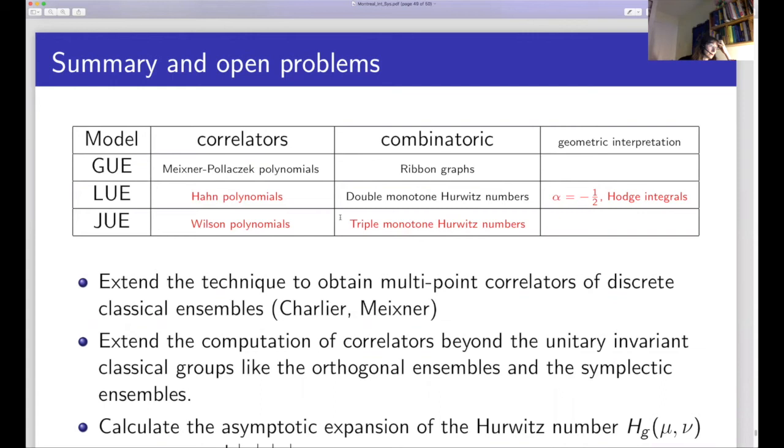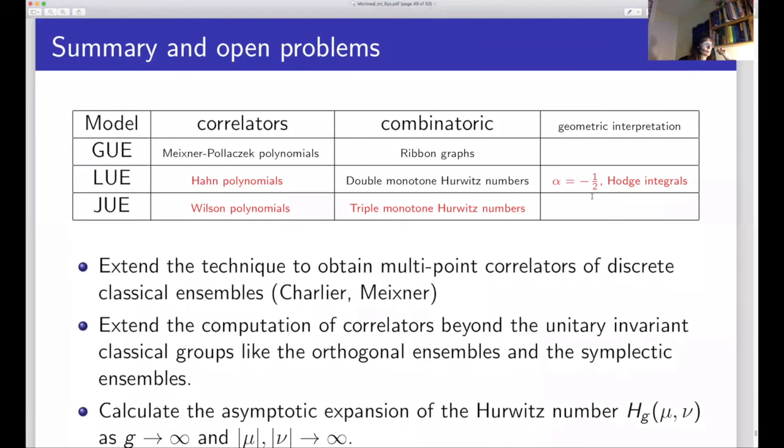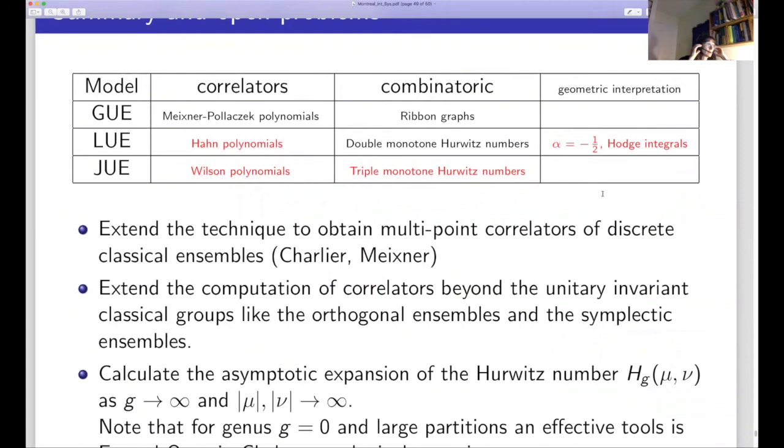So there are many open problems here that are nice to investigate. One is, for example, to extend the technique to obtain multipoint correlators, in the same style that we obtained here for classical discrete ensembles, like Charlier and Meixner. And then, of course, also to apply the same technique, possibly beyond the unitary invariant ensemble, like trying to attack the orthogonal ensemble.